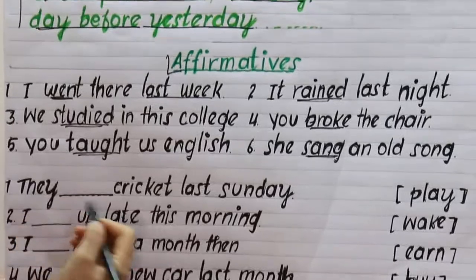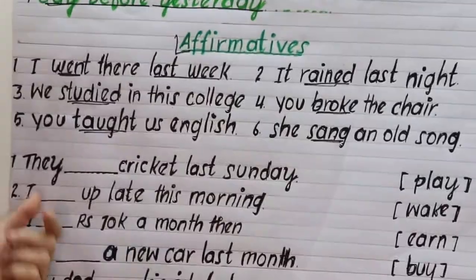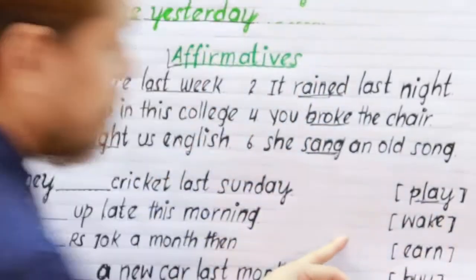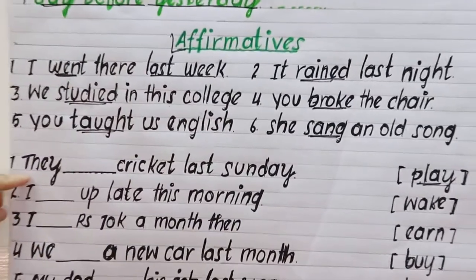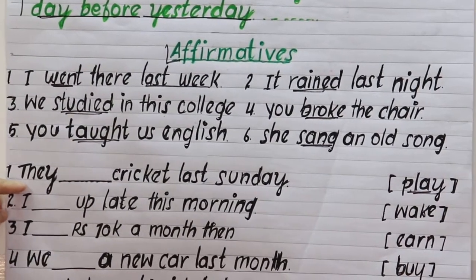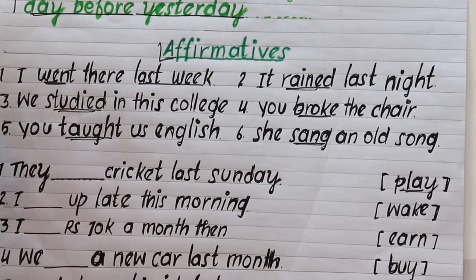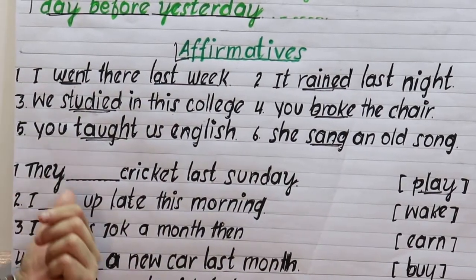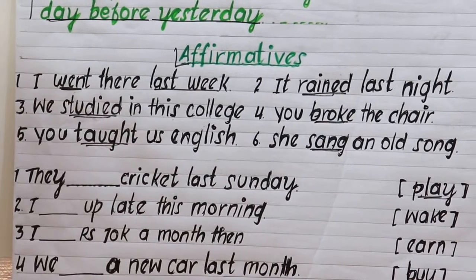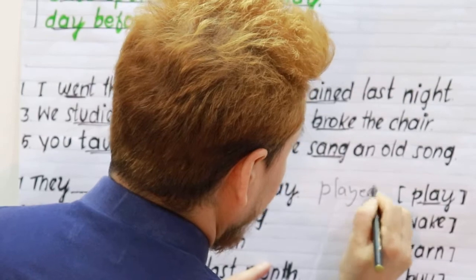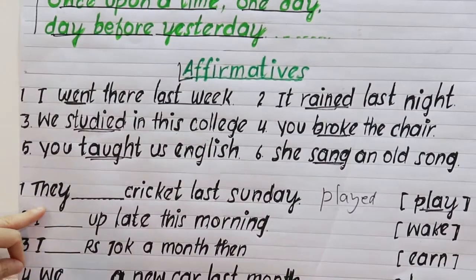They dash cricket last Sunday. पिछले Sunday उन्होंने क्रिकेट खेला. Okay, play is the first form, right? Second form क्या होगा? पिछले Sunday उन्होंने क्रिकेट खेला. क्या बोलेंगे? Yes, they played. P-L-A-Y-E-D. E-D लग जाएगा, right? They played cricket last Sunday, right? Very good. What is it? Played. P-L-A-Y-E-D लिखना है आपको यहाँ पे, ठीक है? They played cricket last Sunday.